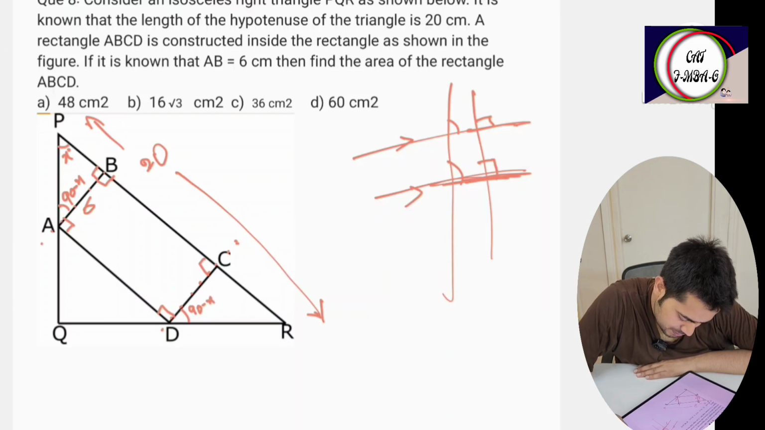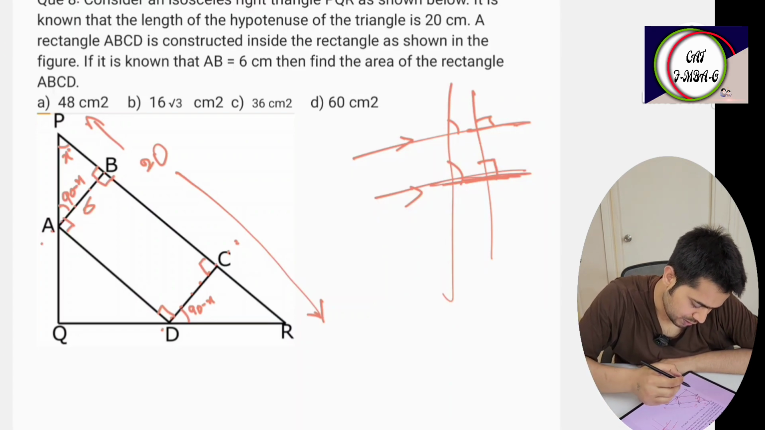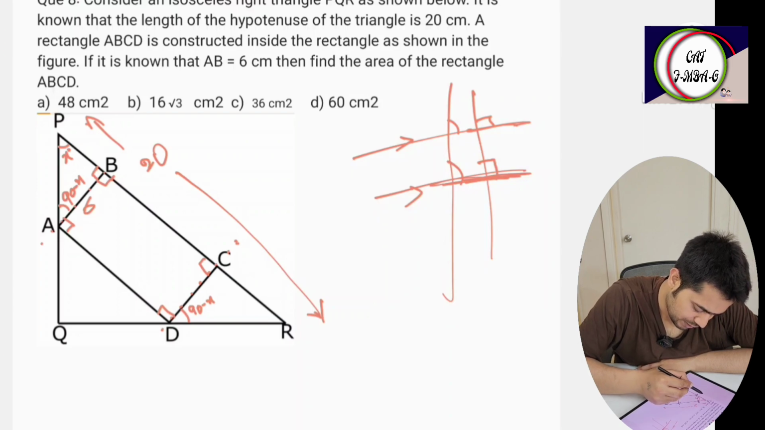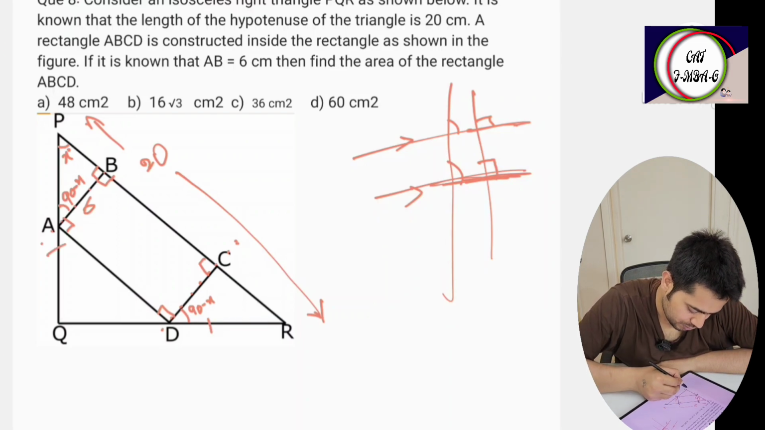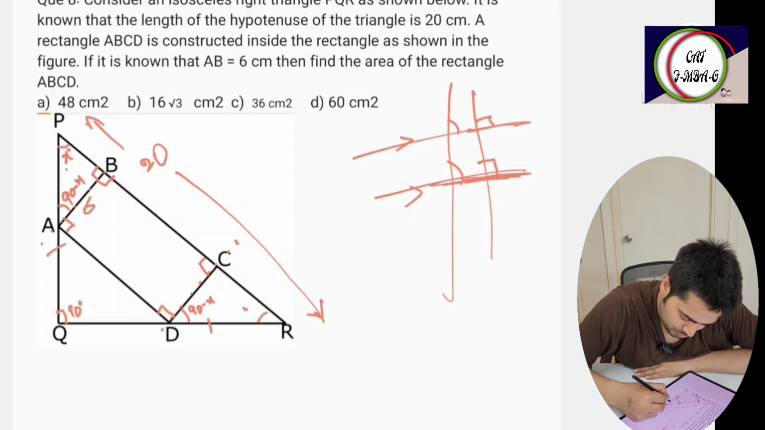And another thing, also, if you do not want to consider parallel, one thing is this is isosceles triangle. So PQ is equal to QR. So angle P is equal to angle R. This is 90 degree. So angle P is equal to 45. So angle R is also equal to 45. So this is 45. Now this is 90. So this is 45. 90 minus x. This is also 45. So this is 90. So let this be y.